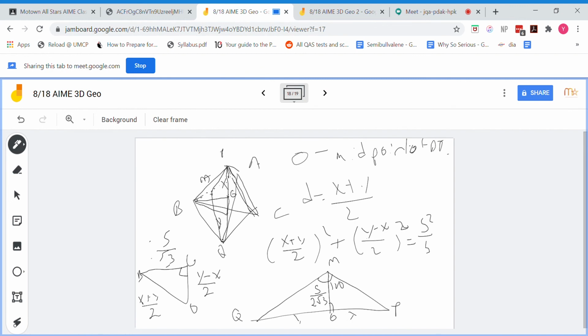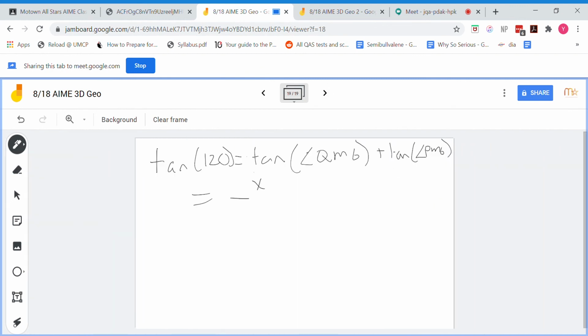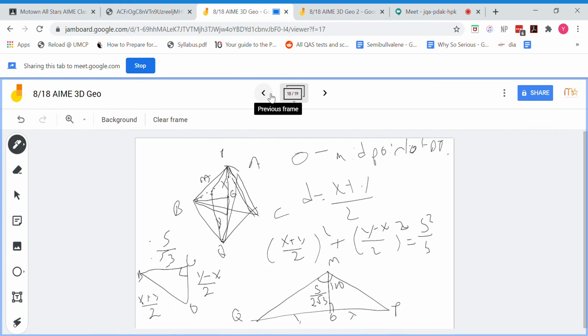We know tan of QMG is x over s over 2 root 3, and tan of PMG is y over s over 2 root 3. And tan of 120 is negative root 3. And so we have our second equation in terms of x and y. So now we have two equations, two variables, and so we should be able to solve.